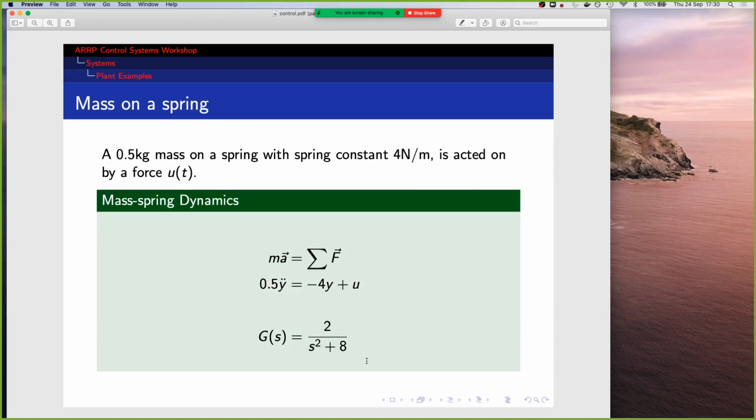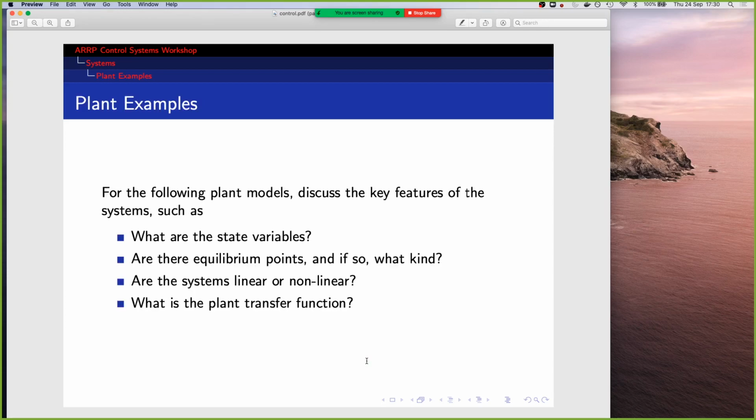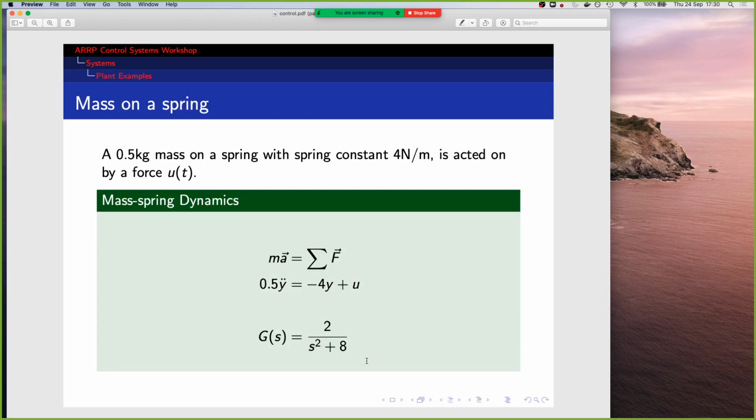A mass on a spring. A half kilo mass on a spring with a spring constant of 4 newtons per meter is acted on by some force u of t. So that could be a problem that someone's given us, and we need to discuss those points that I said. So what did I say first? What are the state variables? Anyone want to have a try at thinking what those state variables are for this system?